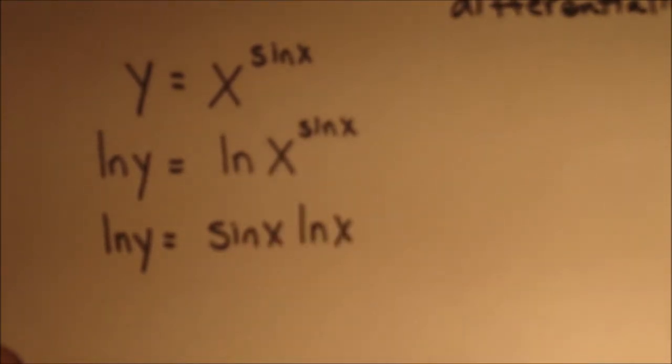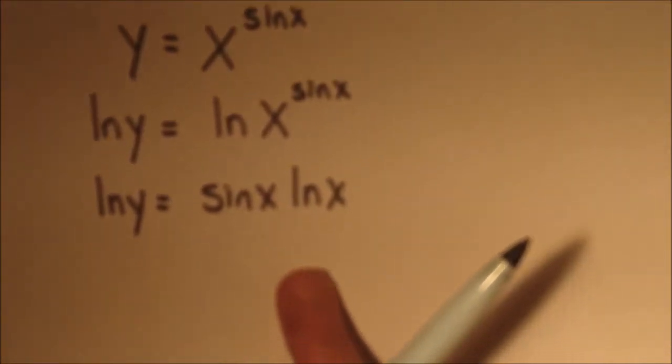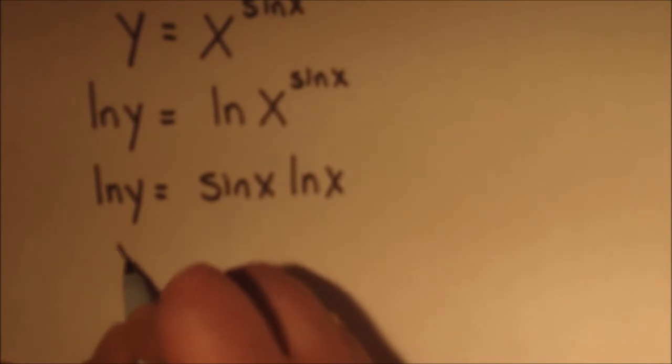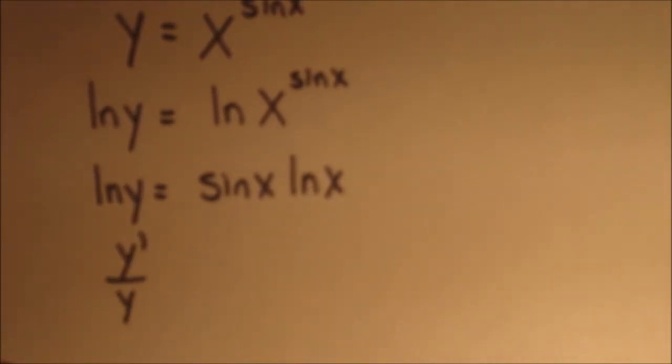Now I'm ready to actually start taking the derivative. So notice so far I've only been rewriting the equation. I have not started to take the derivative yet. So now when I take the derivative of both sides, on the left-hand side, I get 1 over y times the derivative of y, which is y prime.